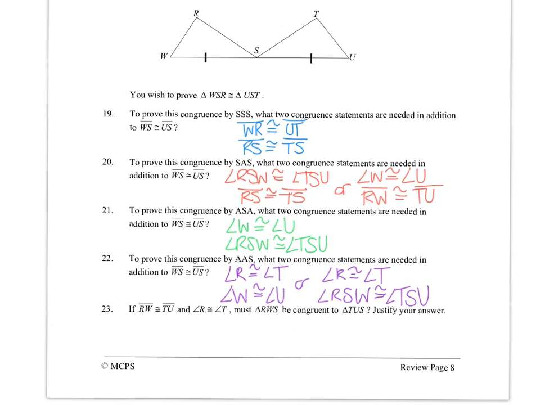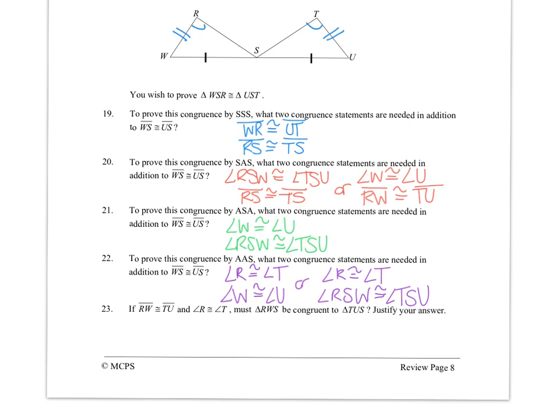Finally, in question 23, it says if line segment RW is congruent to line segment TU, and angle R was congruent to angle T, must triangle RWS be congruent to triangle TUS? Justify your answer. Well, what we see is that we have side-side-angle, or angle-side-side.